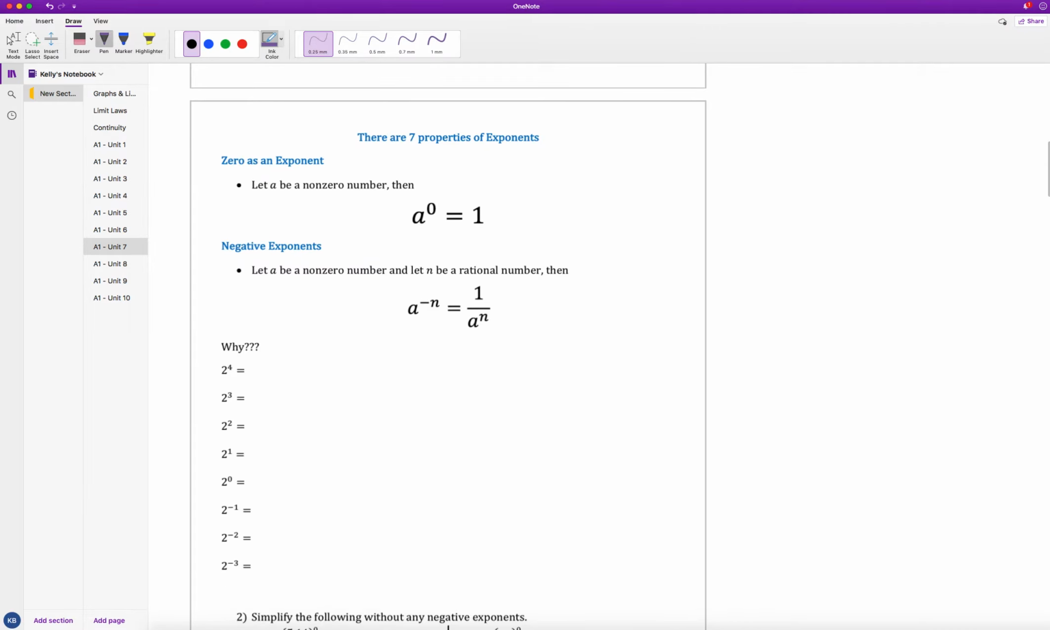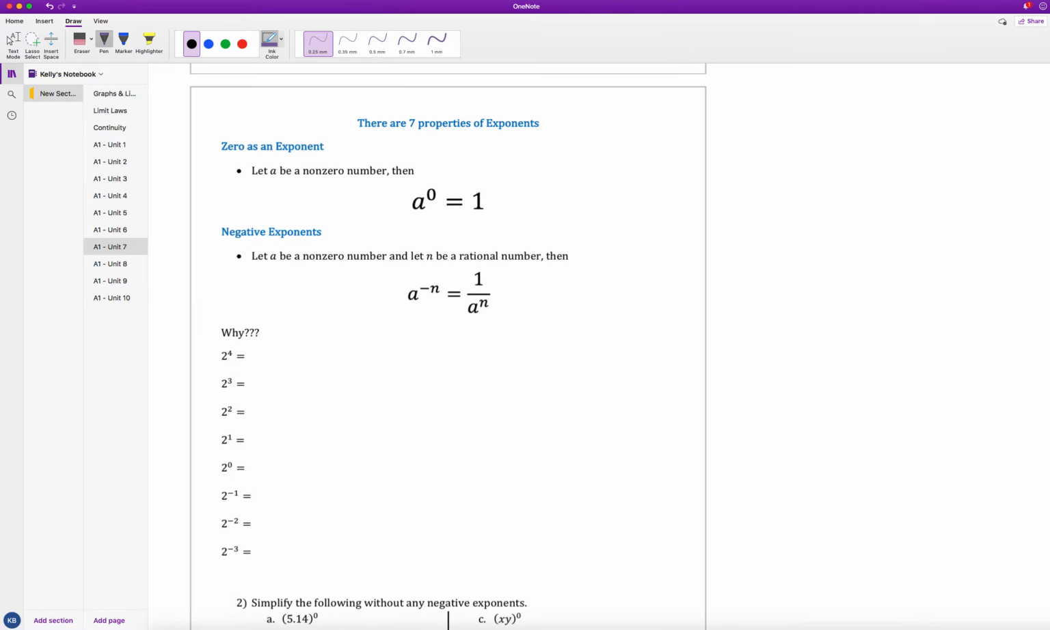We're going to talk about these first 2. The first one is 0 as an exponent. And what that means is that if a is any non-zero number, then a to the 0 power equals 1. We'll talk about y in a second, but any non-zero number to a 0 power is going to be equal to 1, which might sound a little strange, but we'll talk about why.